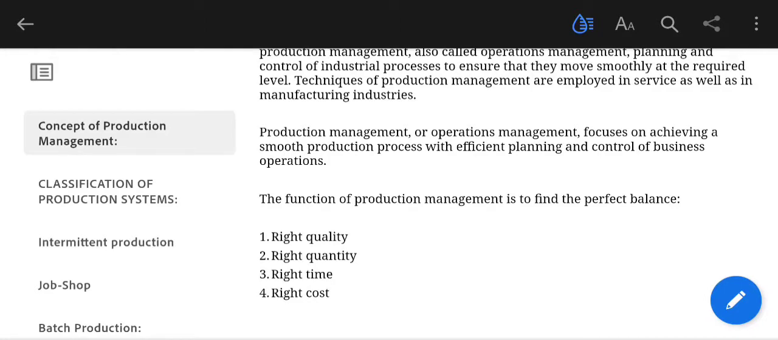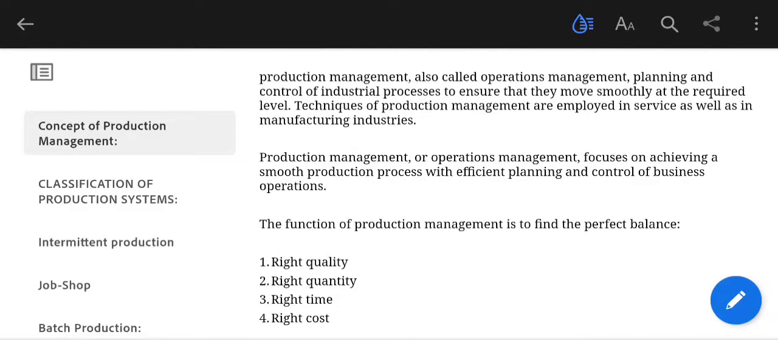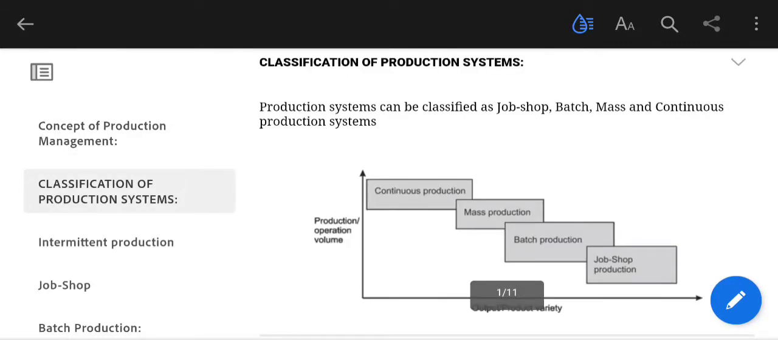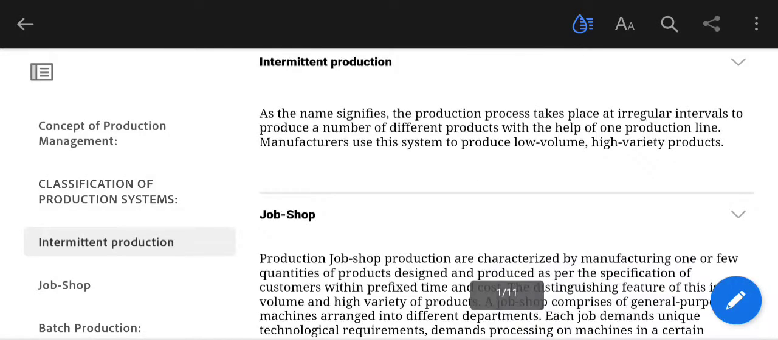After that, let us see the classifications of the production system. Here you can see that production systems are classified mainly into four types. First is continuous production, then mass production, then batch production, and then shop production. So these are the types of production system. Now we are going to see them one by one. Before starting this, there is also one type of production which is really important to understand, which is intermittent production. So let's see that.